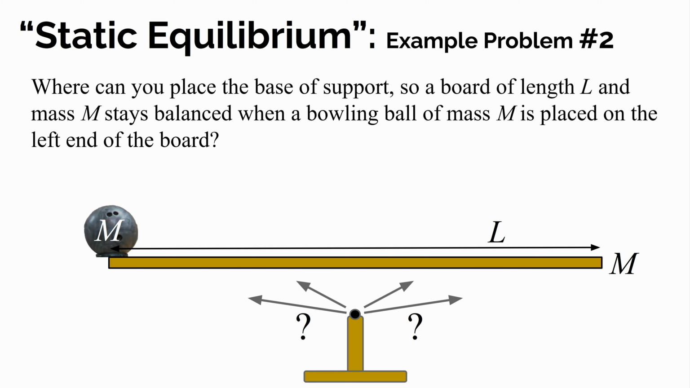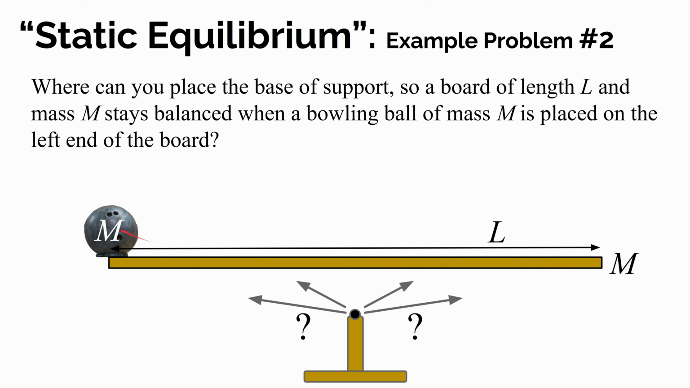So now let's think through a situation where we have to think through torques and static equilibrium symbolically. So the question is, where can you place the base of support so a board of length L and mass M stays balanced when a bowling ball of the same mass, so mass big M, is placed on the left end of the board? So let's say we've got our 7 kilogram board, length 2.4 meters. We're just going to leave it symbolically.